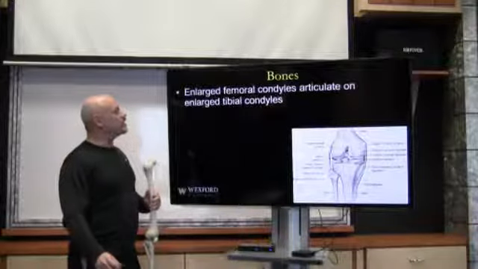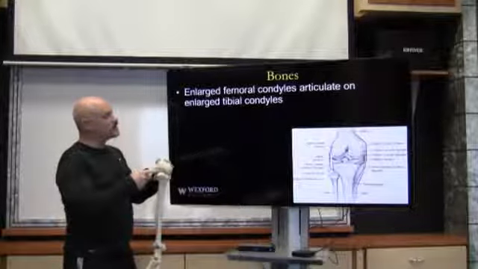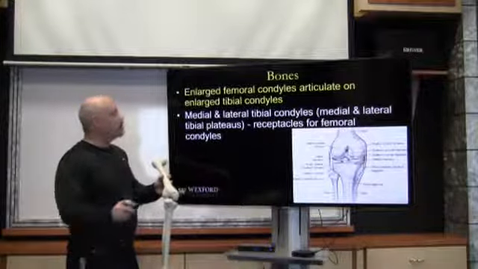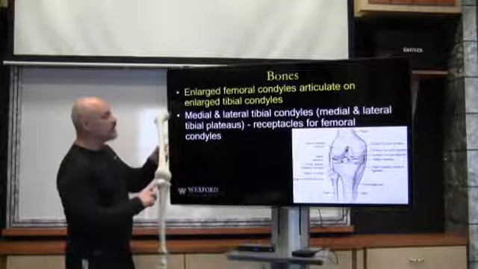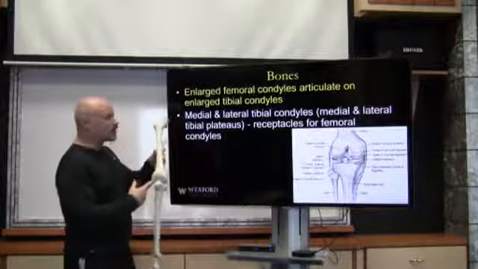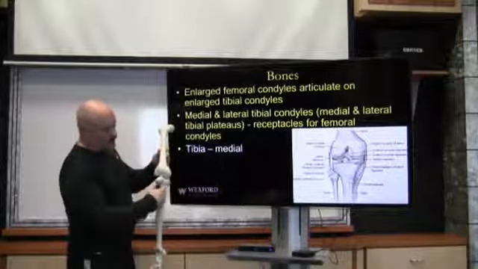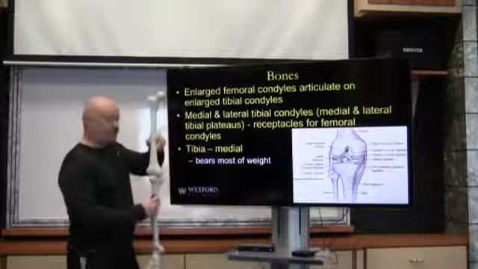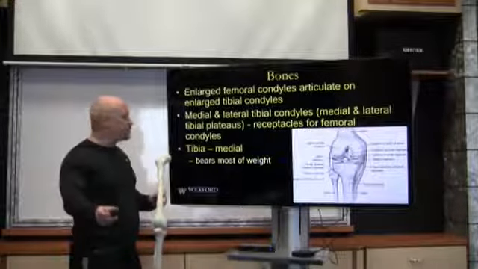Now let's look at some of the bones in it. We have the enlarged femoral condyles that articulate on the tibial plateau. The medial and lateral tibial condyles, here's the tibia, the lower leg, the medial and lateral heads, or plateaus, they are receptacles for the femoral condyles. And we have the tibia on the medial side. This bears most of the weight from the femur, right? The medial side. And we'll talk about that in a little bit.